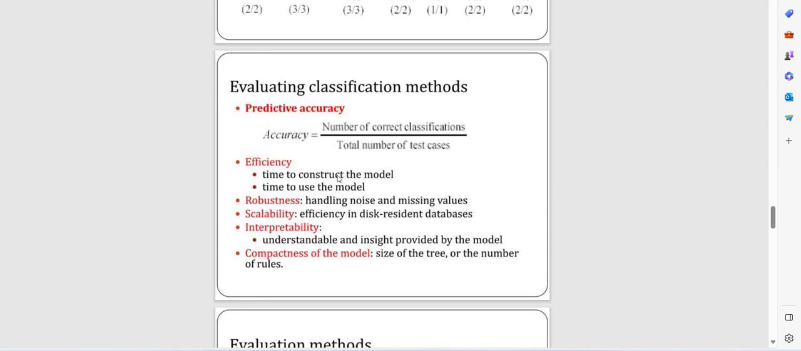Okay, evaluating classification methods: accuracy, the number of correct classifications over the total number of test cases; efficiency, the time to construct the model and the time to use the model; robustness, handling noise and missing values. It's a very important thing that if you have the data, you have to pre-process it. You have to remove the null values, deal with the missing values and the noise, and remove the unwanted data from it. Scalability, like efficiency in disk-resident databases; interpretability, the understanding and insight provided by the model; and compactness of the model, the size of the tree and the number of rules.